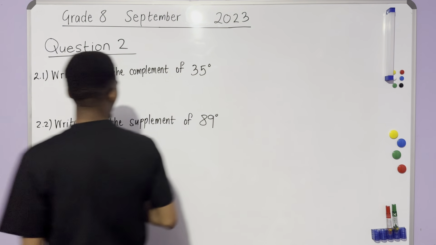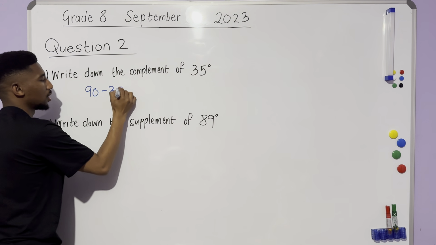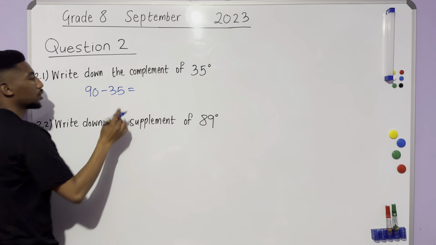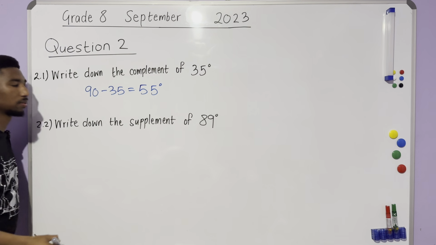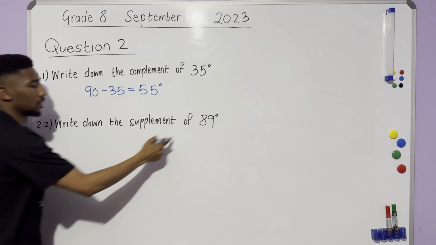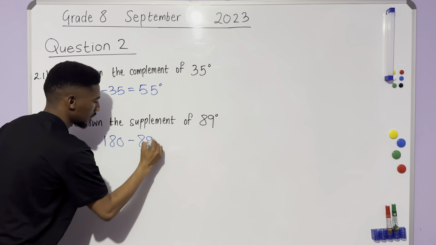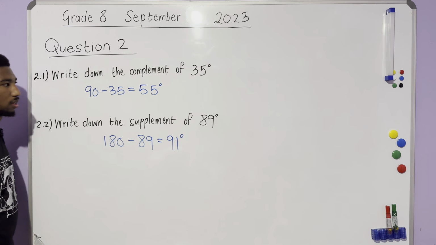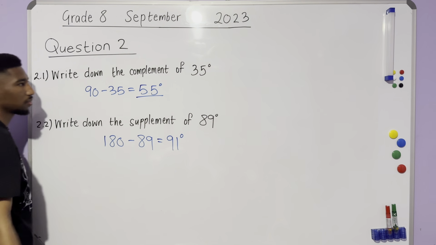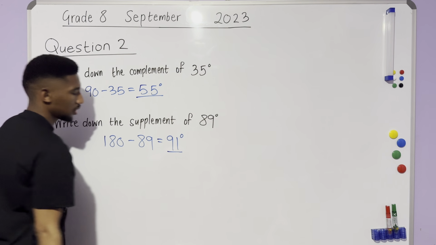So, to find that answer, we're going to say 90 minus 35 is equal to 55 degrees. In the same breath over here, we can say 180 minus 89 equals to 91 degrees. So the complement of 35 is 55 and the supplement of 89 is 91.